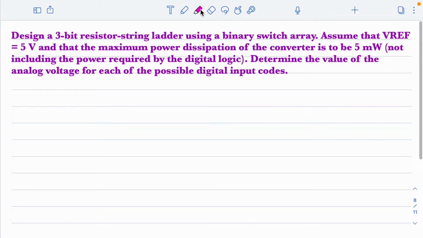One second, yes. You can note down this question. A 3-bit resistor string DAC using a binary switch array. Assume that Vref is equal to 5. The reference voltage is given as 5, and the maximum power dissipation of the converter is 5 milliwatt. It is given that this does not include the power required by the digital logic. So the entire 5 milliwatt can be taken for the DAC part alone, excluding the logic circuitry.